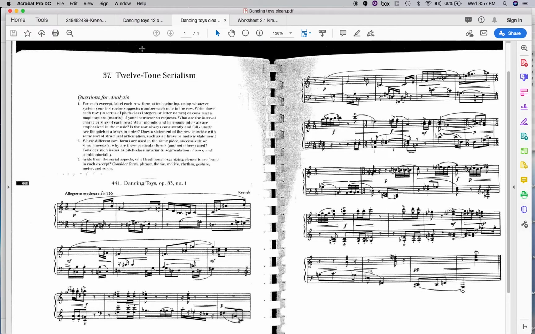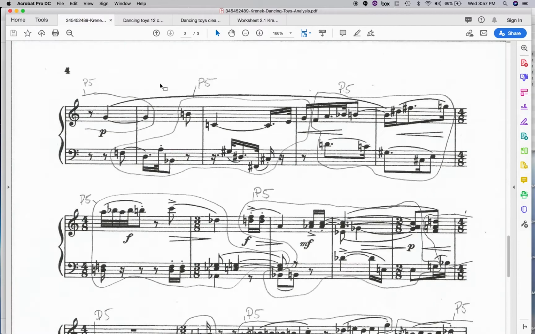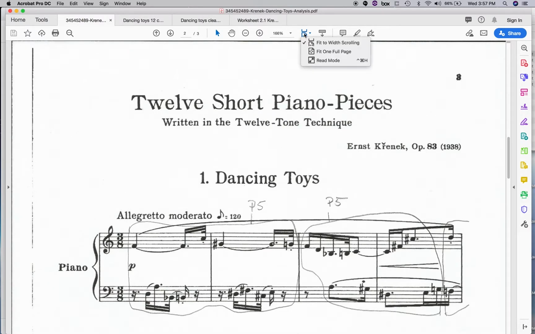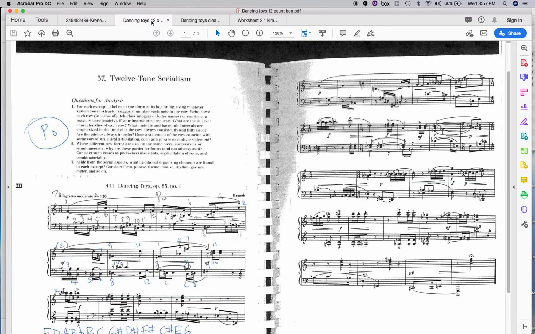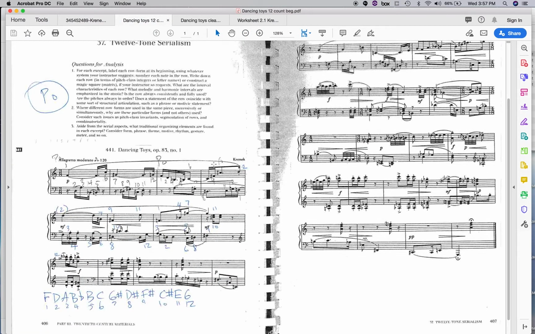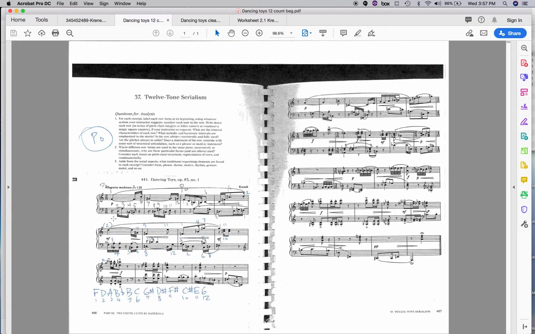Now let's look at, well, I want to show you this first. Oh, I don't want to show you this yet. Here's an analysis that someone had done. This is a little bit different printing of the score, but you can see that, well, let's go to this. Actually, here's a 12 count, and so there indeed, F, D, A, B flat, B natural, C, G sharp, etc. That's our 12 tone row.